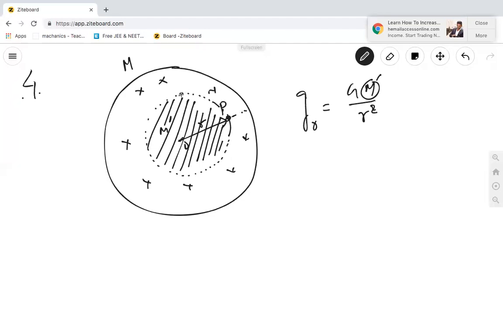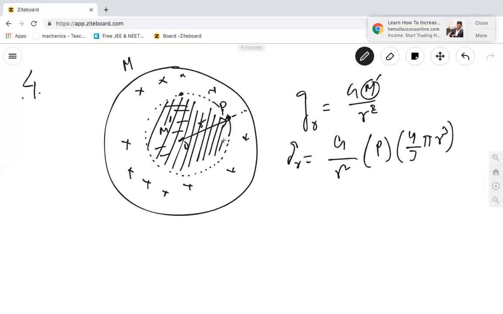Whenever you are inside the Earth, the Earth which is above your head will not contribute to acceleration due to gravity. Neither this part nor this part. It is only this sphere which will contribute. So I will derive it like this. g is equal to G m dash by small r squared. What is m dash, the mass of this little sphere? Rho times 4 by 3 pi small r cubed, because small r is the radius of this. So what should I write? g is equal to G rho 4 by 3 pi r.